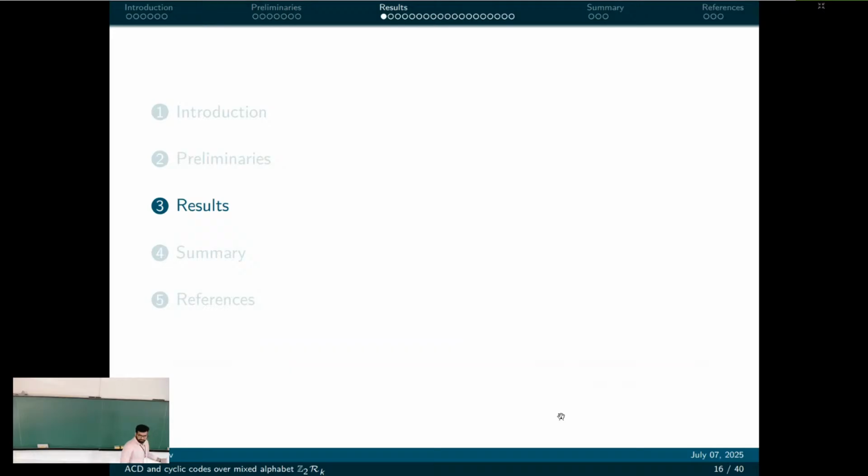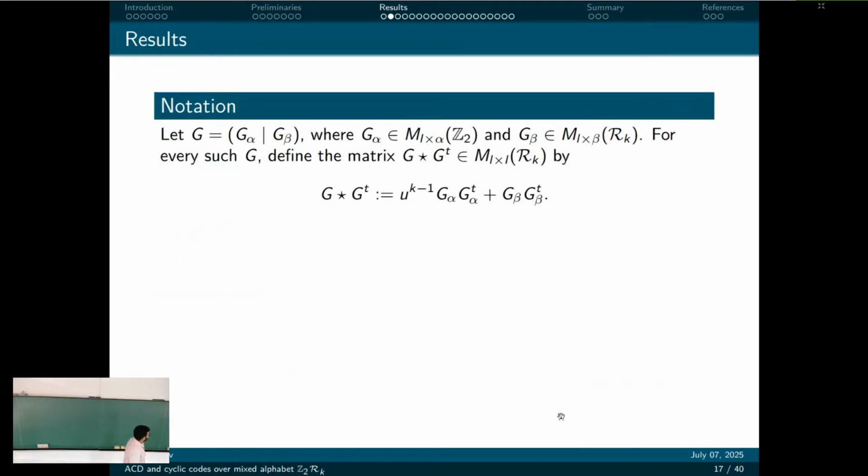So now we move on to the main results. Suppose we have a matrix G equal to (G_alpha, G_beta), where the entries of G_alpha are from Z2 and the entries of G_beta are from R_k, and we define the matrix multiplication G star G transpose like this. In this matrix multiplication, we are taking the inner product which we have defined earlier, the inner product of every row with every column. In this way, this matrix multiplication is defined.